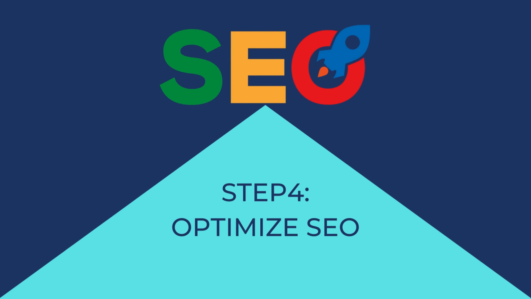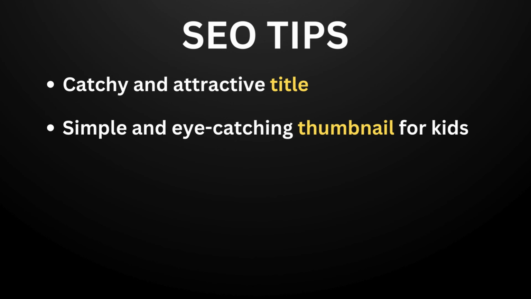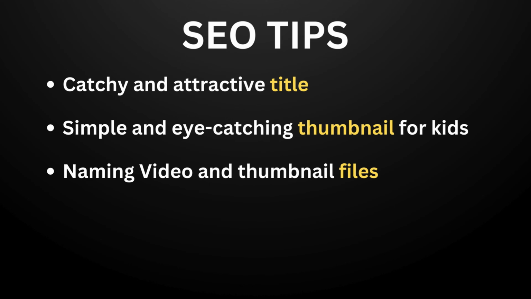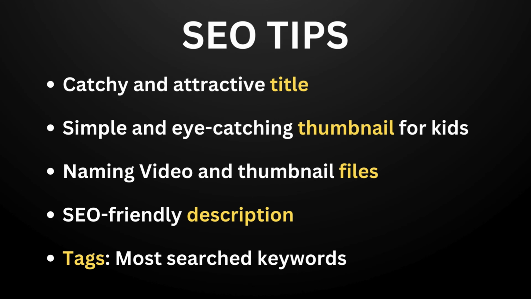Step 4. Optimize SEO when uploading your video. To optimize SEO when uploading, keep these key points in mind. Catchy and attractive title, simple and eye-catching thumbnail for kids. Name your video and thumbnail files with the main keyword of your title. Write an SEO-friendly description with at least 10 relevant hashtags. In the tag section, find the most searched keywords related to your title and add them.